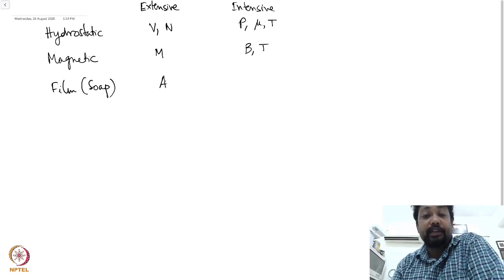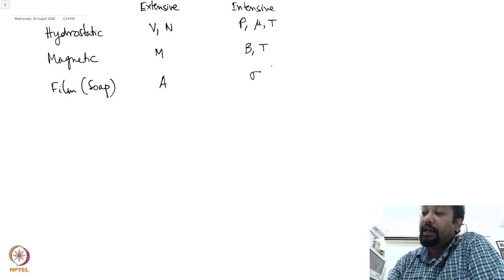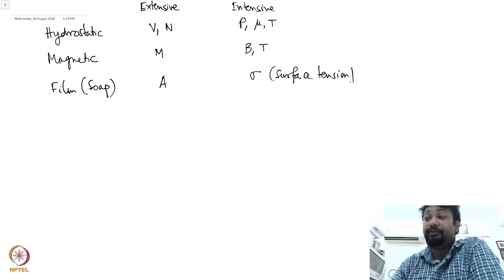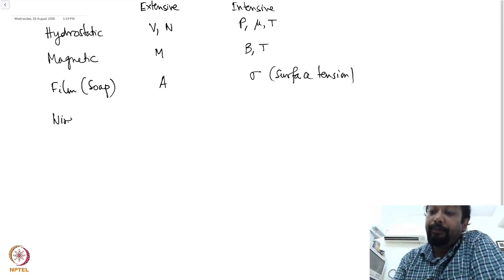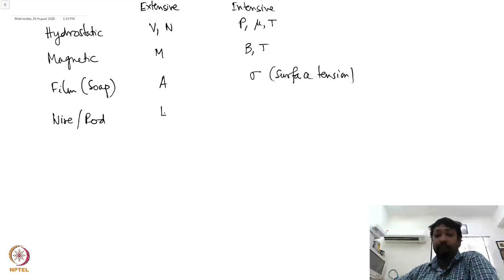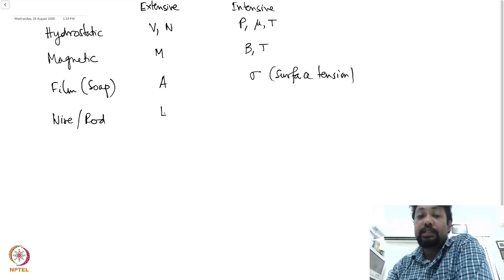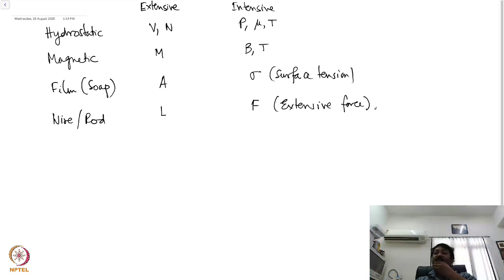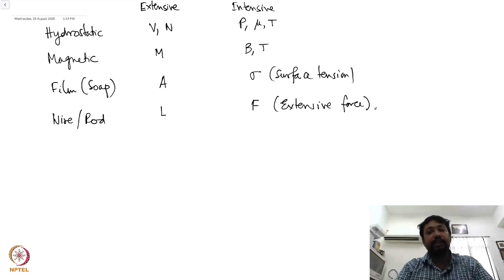you see, the area is the extensive variable. Area of a film is the extensive variable, and the surface tension is the intensive variable. For a wire, a metal wire or a rod, the length is the extensive variable. So if you keep on adding more and more rod, the length is also going to change. It's going to scale with particle number, and the force is the intensive variable.